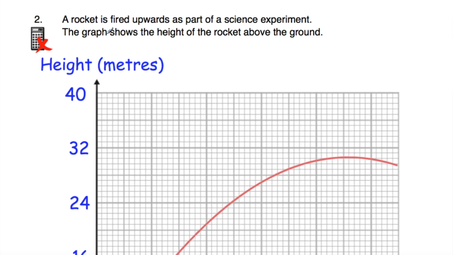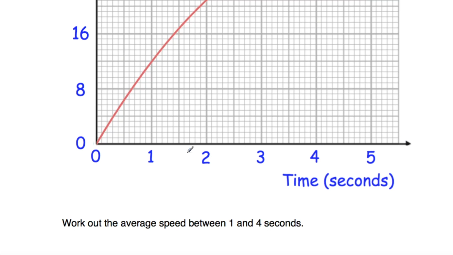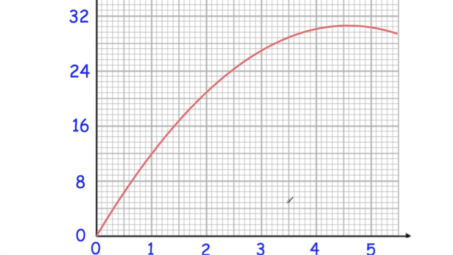Question number 2 says a rocket is fired upwards as part of a science experiment, and the graph shows the height of the rocket above the ground. So we've got height on the vertical axis, and going across we've got time in seconds. At 0, it's got a height of 0, so that's when it's being launched. As you can see, the height of the rocket above the ground increases as the time goes up. So that's the height of the rocket at any particular time.